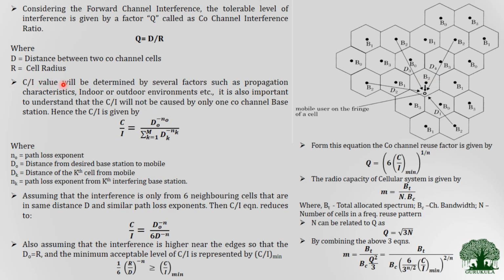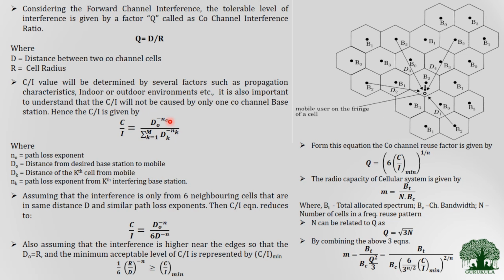It is also important to note that the channel to interference ratio will not be created by only one base station, because several other cells cause co-channel interference. So it is mandatory to consider all these co-channel cells to calculate the channel to interference ratio. The C by I equation is given as D naught raised to the power minus n naught, over the summation from k equals 1 to m of dk raised to the power minus nk, where n naught is the path loss exponent, which you might have seen in the free space path loss equation and the two-ray propagation model.